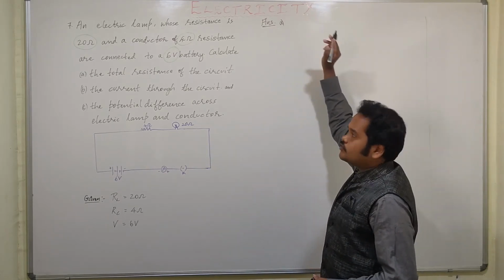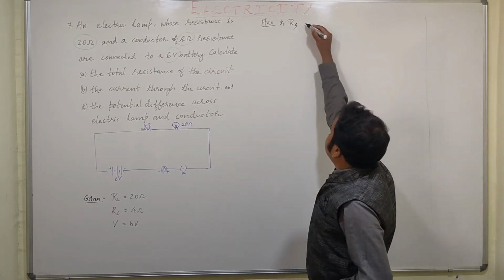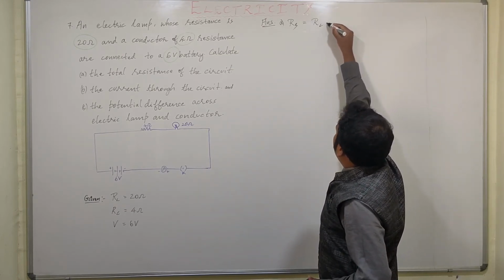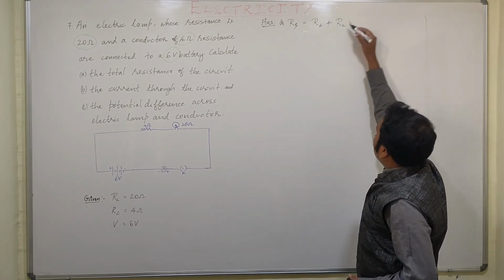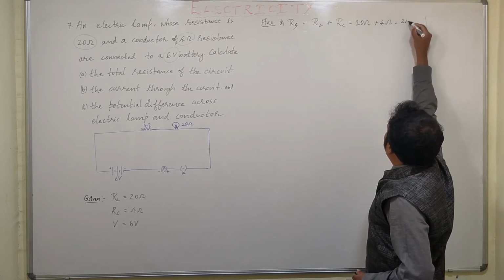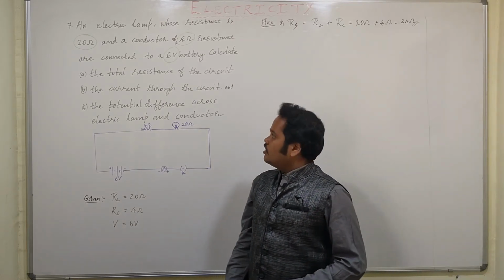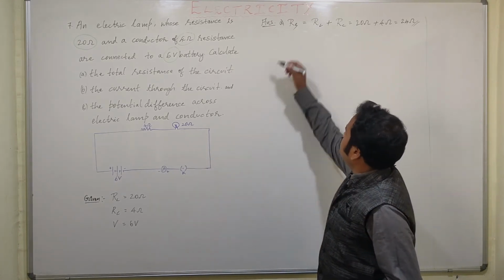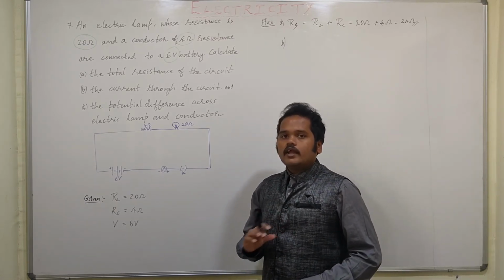The total resistance of the circuit, RS. The resistances are in series, so we do RL plus RC. How much is RL? We have 20 ohm plus 4 ohm. 20 plus 4 is 24 ohm. So this is our final answer. The total resistance RS of the circuit is 24 ohm. Very simple. B, we have to find out the current throughout the entire circuit.